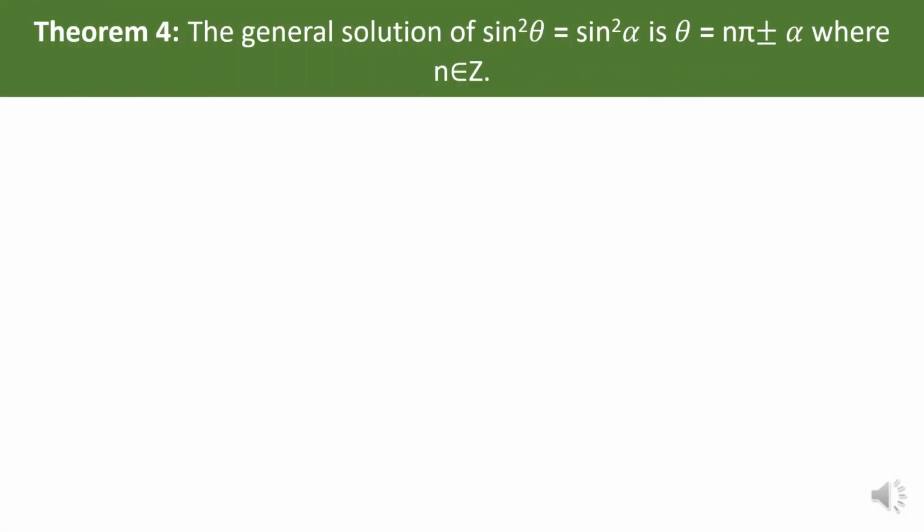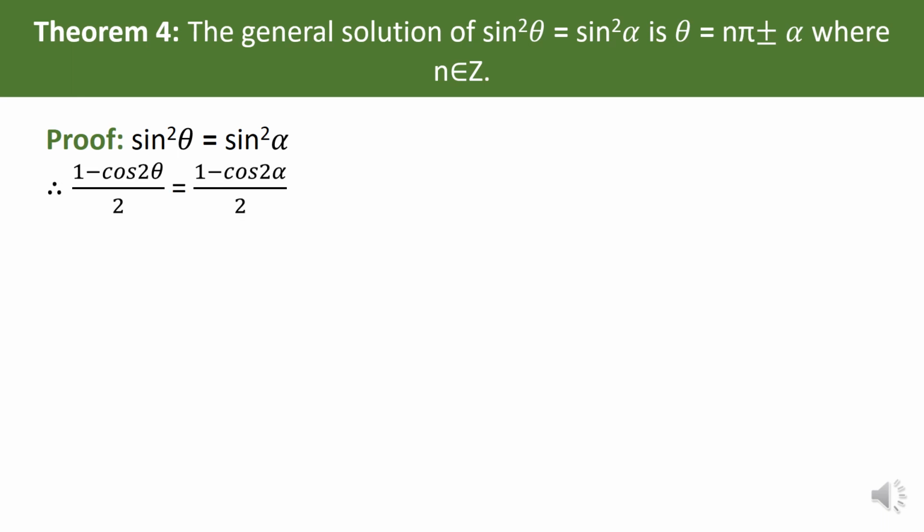The next theorem, the general solution of sin square theta is equal to sin square alpha, is given as theta is equal to n pi plus or minus alpha, where n is any integer. Now here sin square theta is equal to sin square alpha. It is already given to us. Converting this into the double angle formula, we can write instead of sin square x, (1 minus cos 2x) upon 2. So sin square theta becomes (1 minus cos 2 theta) upon 2, and sin square alpha can be written as (1 minus cos 2 alpha) upon 2.